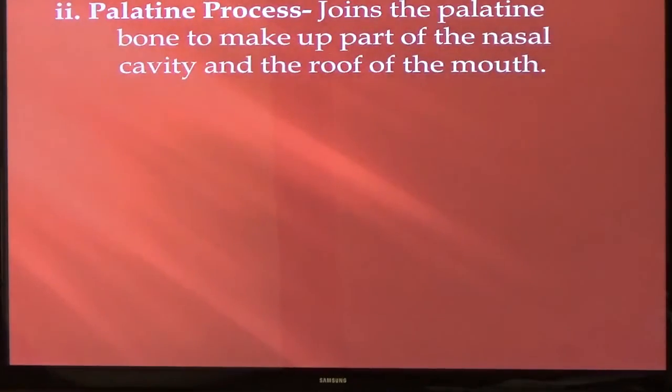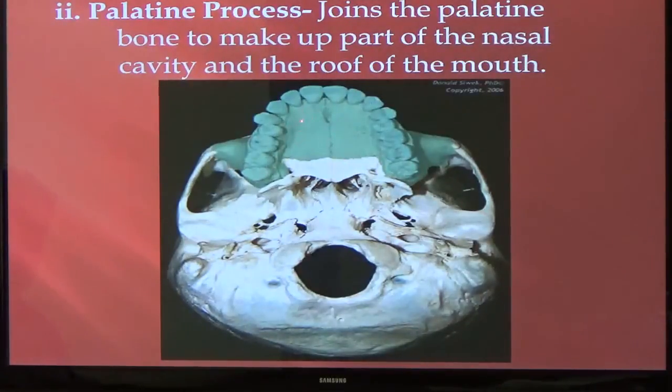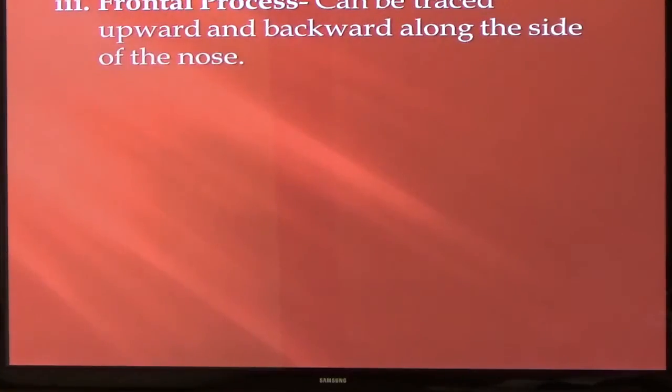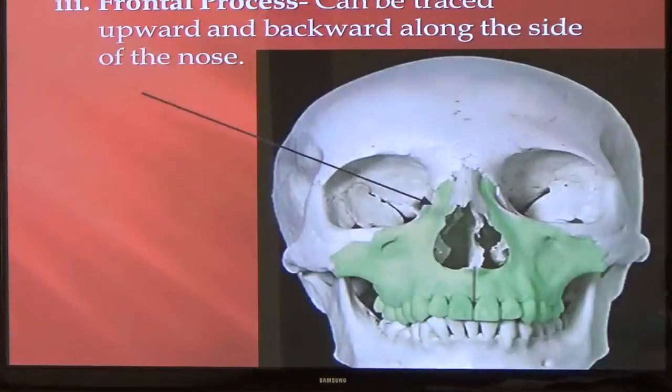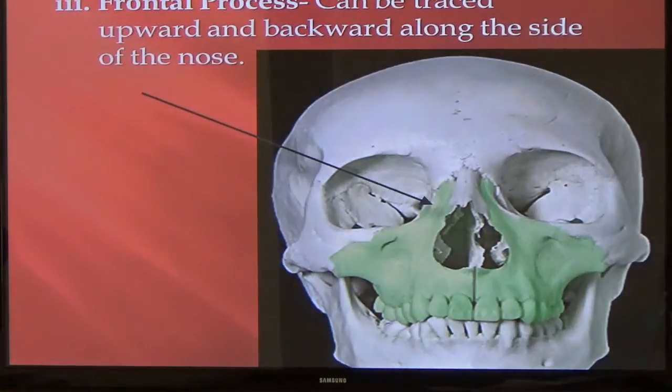Palatine process, where would you think that would be? Palate. Perfect. This part would be your palatine process, and you've got one on each side. This process is your other extension. It forms the roof of the mouth and the base of the nasal cavity. The frontal process can be traced upward and backward along the side of the nose. So this extension going up in here is your frontal process.